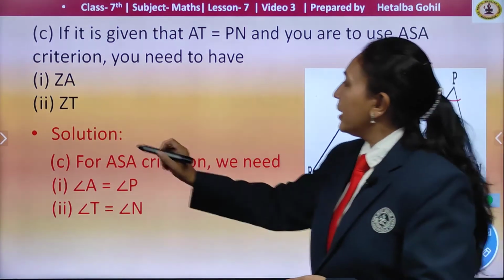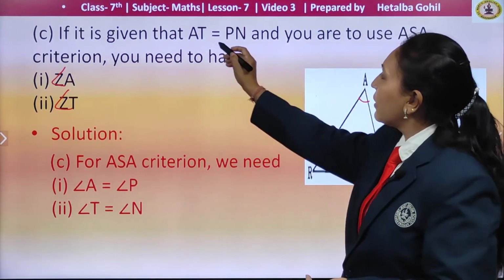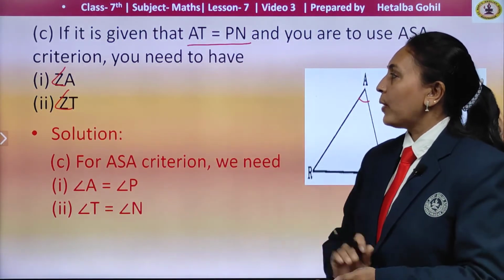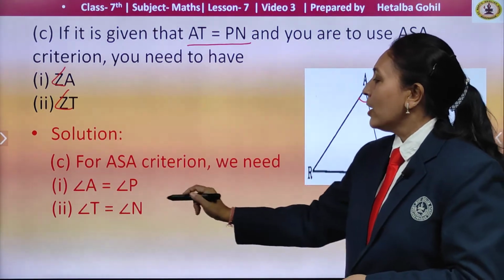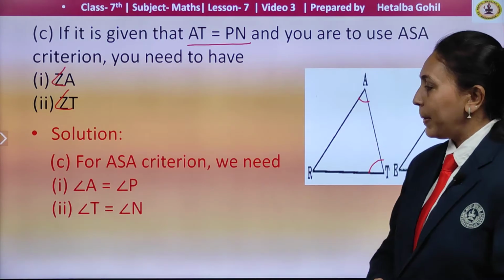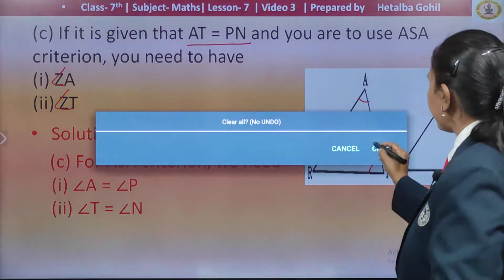Okay, so here it is not there, it is angle. So here we have to write, the side is given already to us here, and we have to answer for what is the corresponding angle with angle A and angle T. So angle A will be corresponding to angle P and angle T will be corresponding to angle N over here.